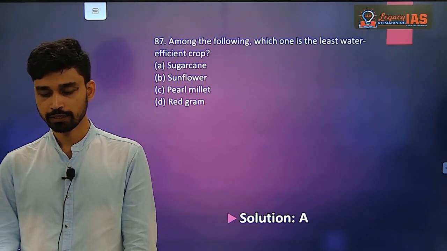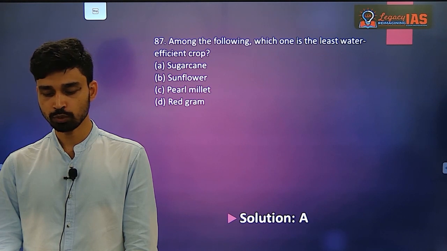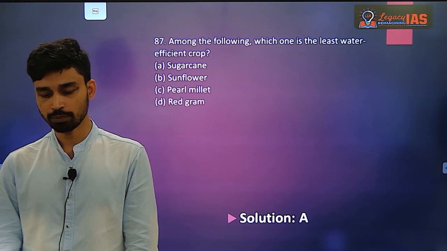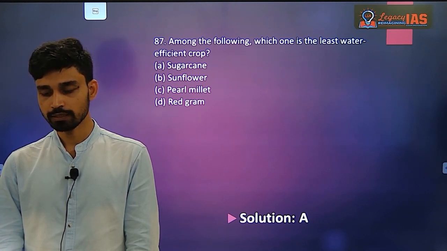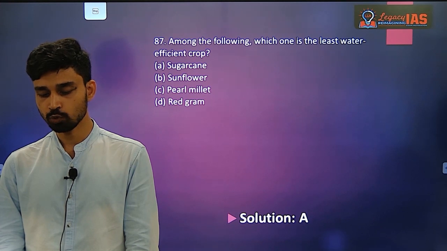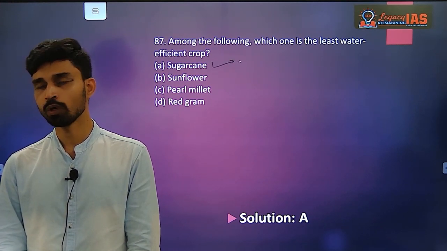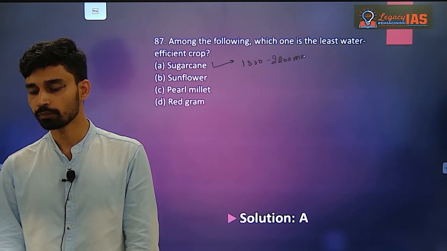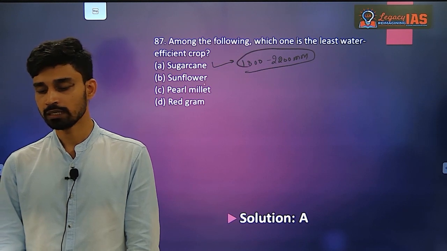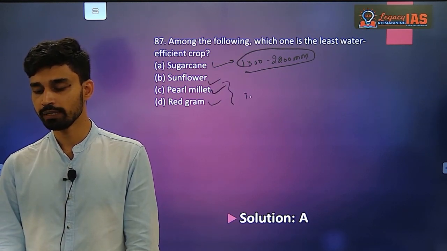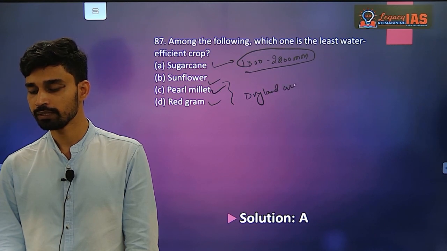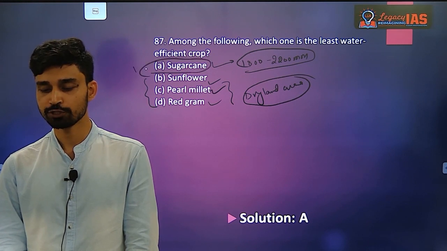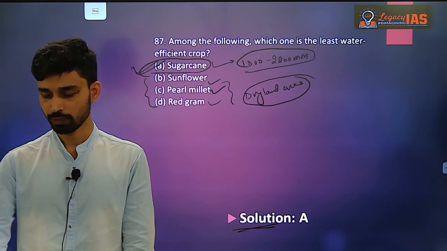The next question: which one of the following is the least water intensive crop? We have sugarcane, sunflower, pearl millet and red gram. Actually, sugarcane out of these 4 is the most water intensive crop. For one growing season sugarcane requires almost 1800 to 2200 millimeter of water. So, that is a very high amount. Sunflower, pearl millet, red gram can grow even in dryland areas. That is why their water requirement is very less. So, they are very water efficient crops, while sugarcane is the least water efficient crop in these options. So, solution will be A.